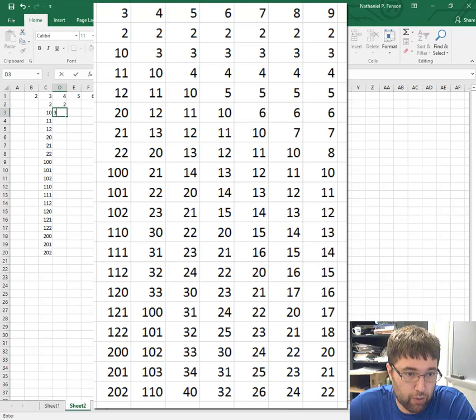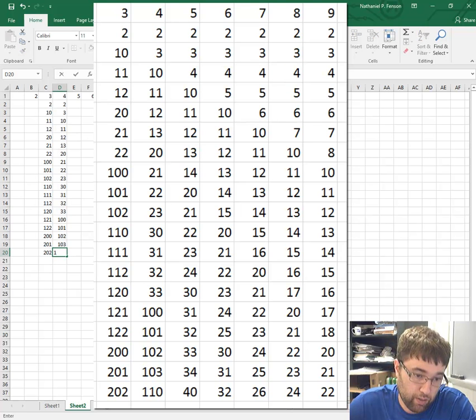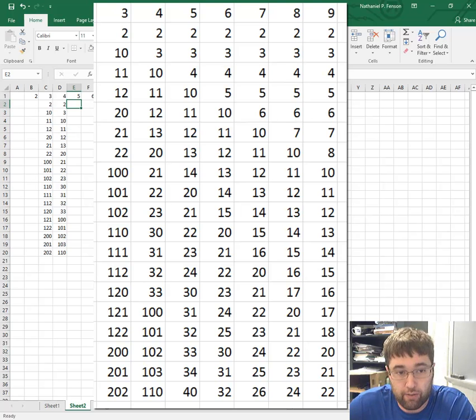Base 4 would be 2, 3, 4, 5, 6, 7, 8, 9, 10, 11, 12, 13, 14, 15, 16, 17, 18, 19, 20. 16 plus 4. Base 5, again, every time you increase the base too, it's going to be easier to count because you're getting more and more closer to decimal.